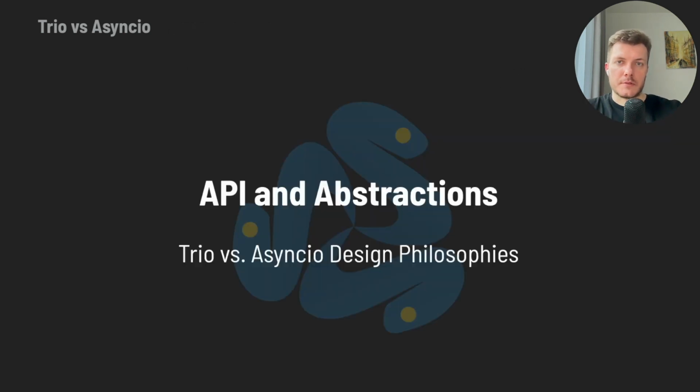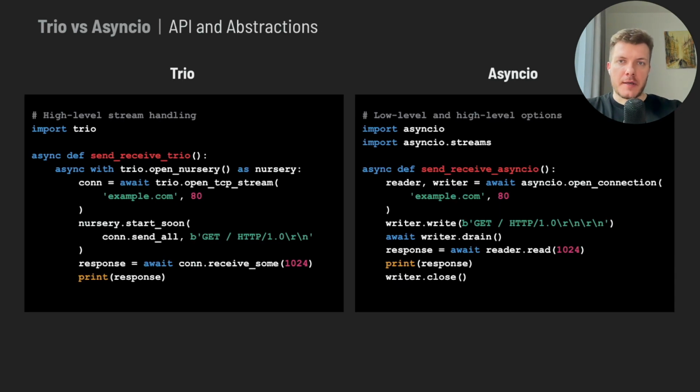Let's look at the differences in design philosophies. Trio aims to simplify asynchronous programming through high-level abstractions. Asyncio provides a spectrum of APIs from low level to high level, offering flexibility at the cost of complexity. Trio's API abstracts away many low-level details, focusing on ease of use and reducing boilerplate. In the Trio example, the nursery context manager simplifies handling concurrent tasks.